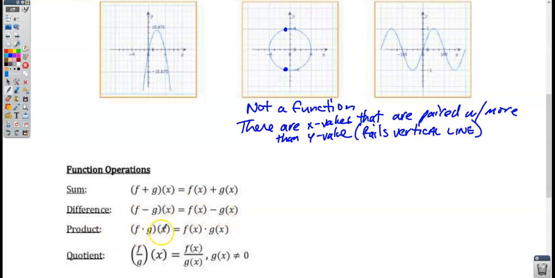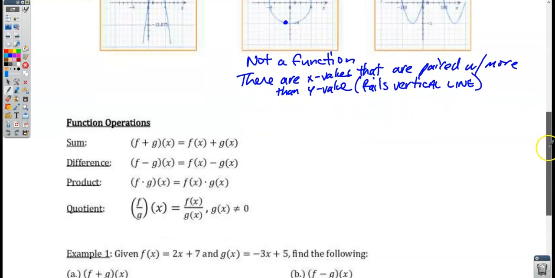The product of two functions is going to be the product of each individual function. So f times g of x is equal to f of x times g of x. And the quotient, f divided by g of x, is equal to f of x divided by g of x, as long as g of x does not equal 0. So we're going to have restrictions whenever we take a quotient, or we could potentially have restrictions. We're not always going to have restrictions, but we could potentially have restrictions whenever we take the quotient of two functions. So we need to be aware and pay attention to that when we do that. All right, so those are the 4 basic function operations: sum, difference, product, and quotient.